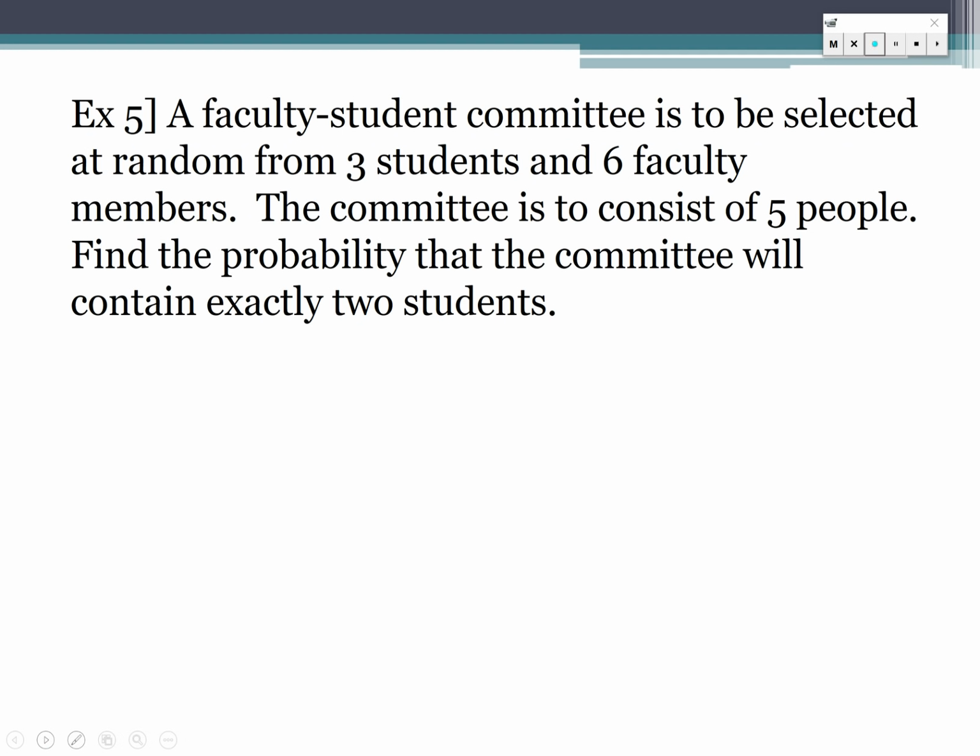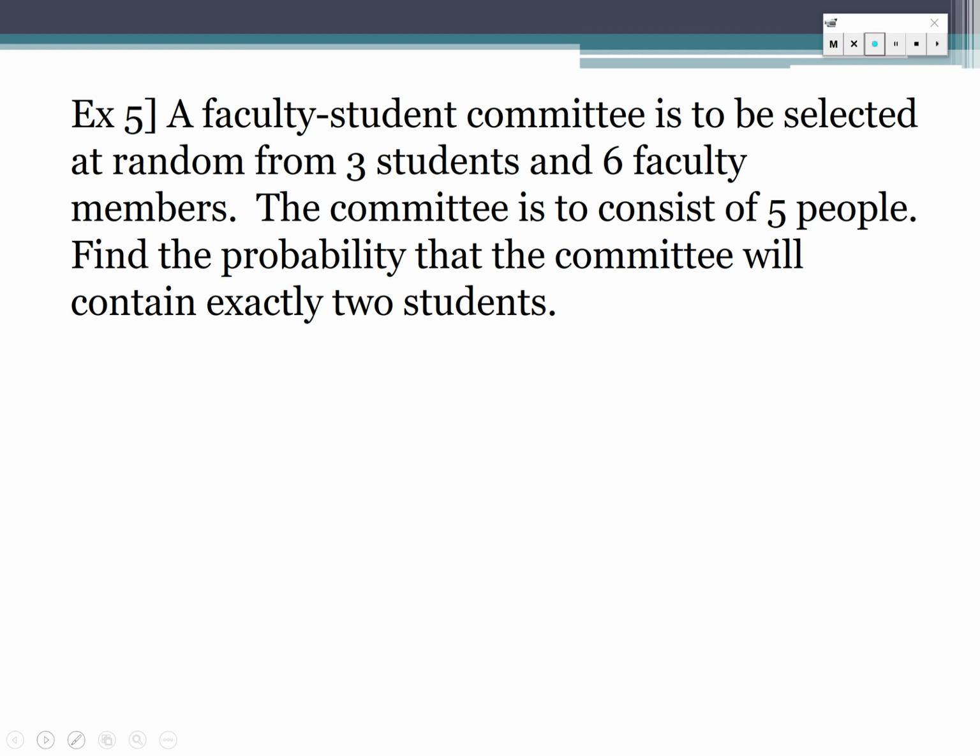So if we take a look at the hypergeometric distribution, we have a faculty-student committee to be selected at random from 3 students and 6 faculty members. The committee is to consist of 5 people. Find the probability that the committee will contain exactly 2 students.